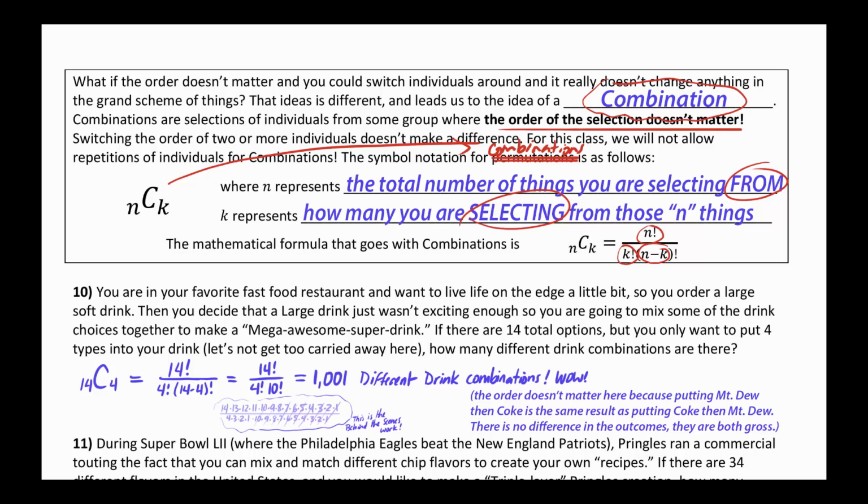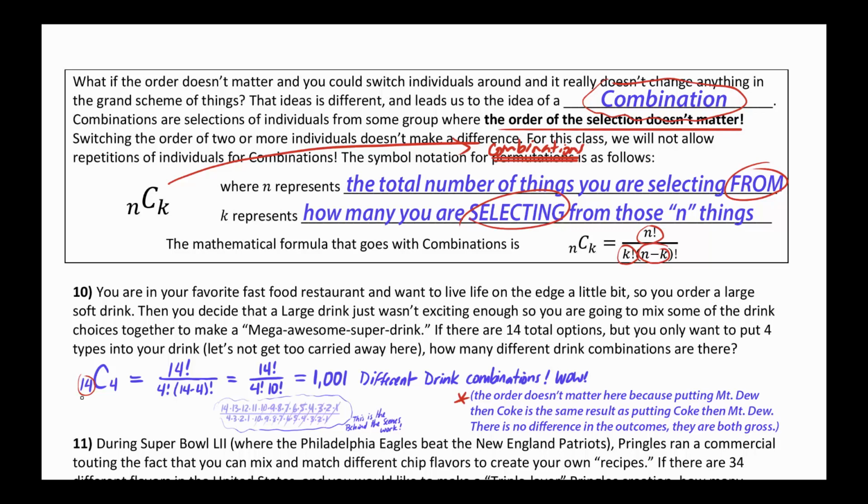Now, does the order matter here? If you read my note down here at the bottom, which you don't have to copy down, just understand it. The order doesn't matter because, let's say you put Mountain Dew and then Coke. That's the same result as putting Coke and then Mountain Dew. It's the same 2 sodas overall. There's no difference in the outcomes. They're both gross.